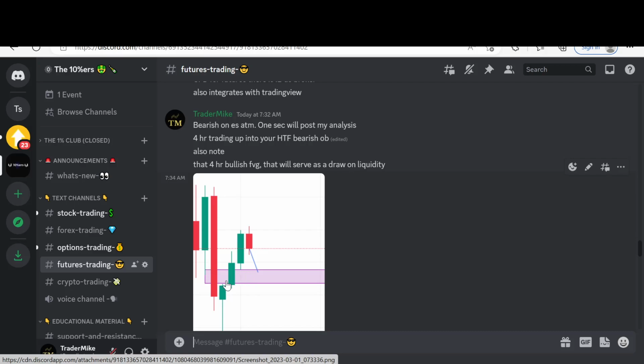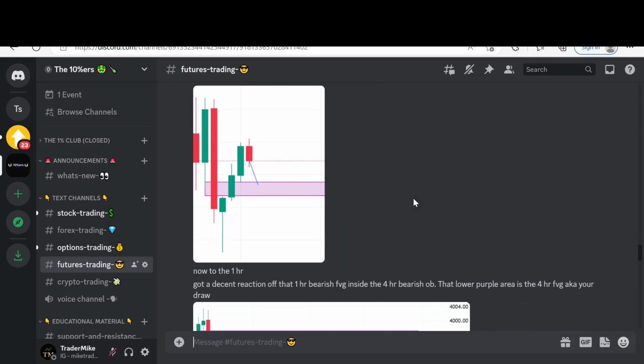Price did not have a fair shot of efficiently delivering this section of price, right? So what do you think price is going to want to do? Does price want to leave that area inefficiently delivered? Does it want to leave that area imbalanced? No, right? It wants to come down and rebalance that portion of price action. So that's why I said it's a draw on liquidity. It's going to want to draw down into that and efficiently deliver it, right? So that was the 4-hour.